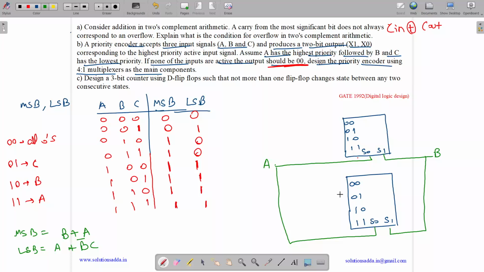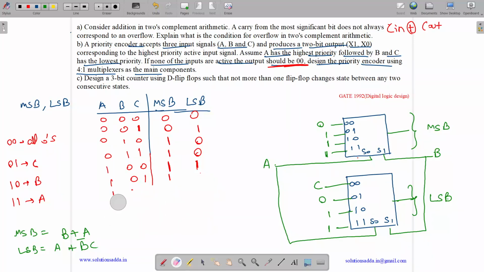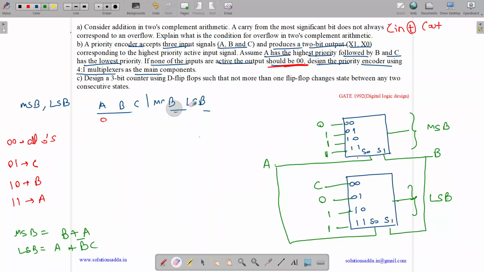So we have S0 and S1. C is connected to this input. This one is given as 0, this one is given as 1, this one is given as 1, this one is 0, this one is 1, this one is 1, and this one is 1. This is the MSP output, and this signifies the LSP output. Now let us verify the outputs. I will show you how these outputs can be easily verified.